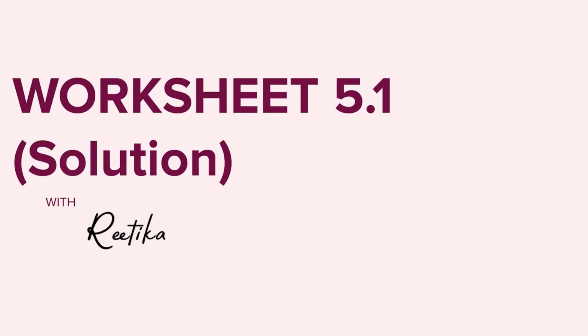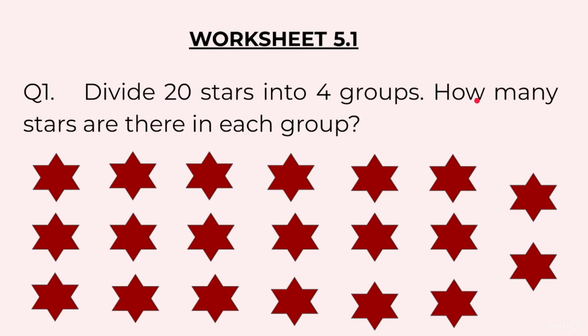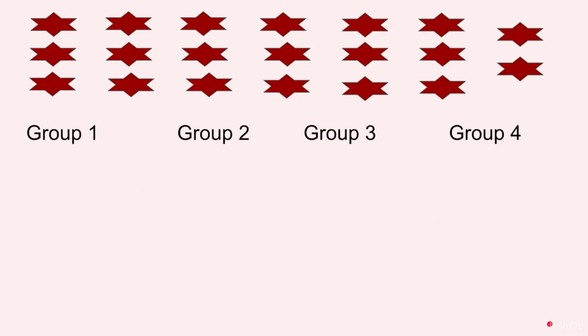Solutions to worksheet 5.1. First question was divide 20 stars into 4 groups. How many stars are there in each group? So these are our 20 stars. I have written group 1, group 2, group 3 and group 4.